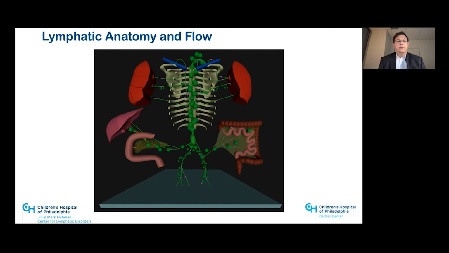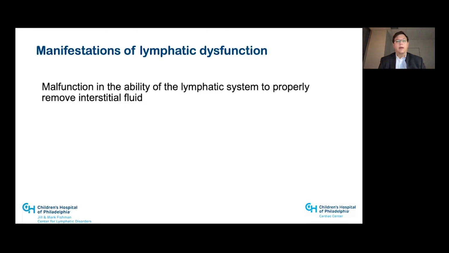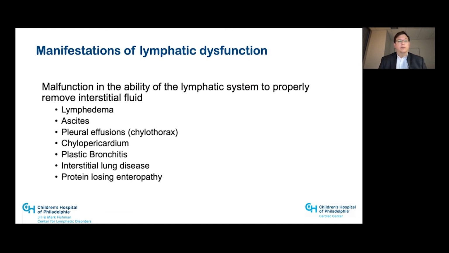Now, when this system functions properly, we don't notice that it's there. It's only when it's not fulfilling its main job that we see that it's dysfunctional. From a clinical standpoint, this is due to its inability to remove extra fluid from the tissues. We see this manifested as lymphedema, ascites, pleural effusions, chylopericardium, plastic bronchitis, certain types of lung disease, and protein-losing enteropathy. All of these are cases where fluid starts to accumulate, largely secondary to malfunction of the lymphatic system itself.